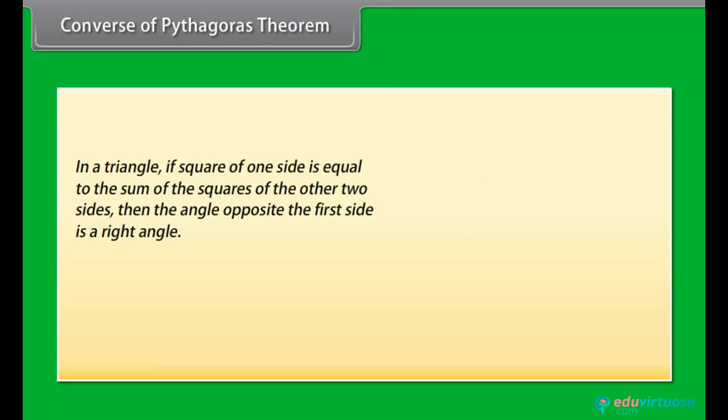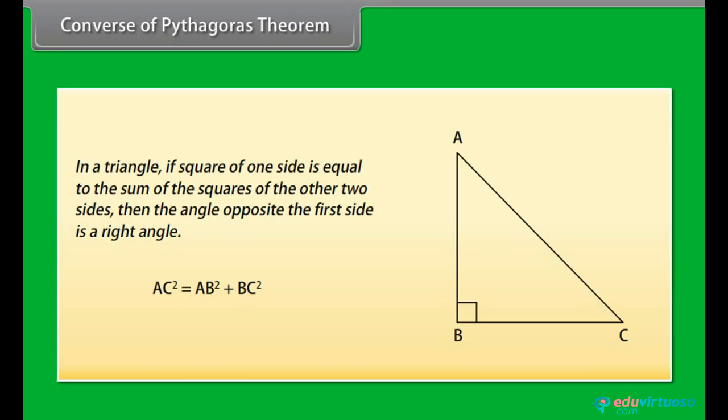Converse of Pythagoras Theorem. In a triangle, if a square of one side is equal to the sum of the squares of the other two sides, then the angle opposite the first side is a right angle. Example of Pythagoras Theorem.